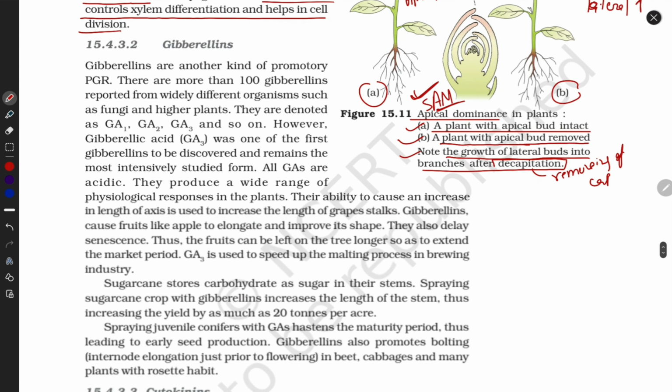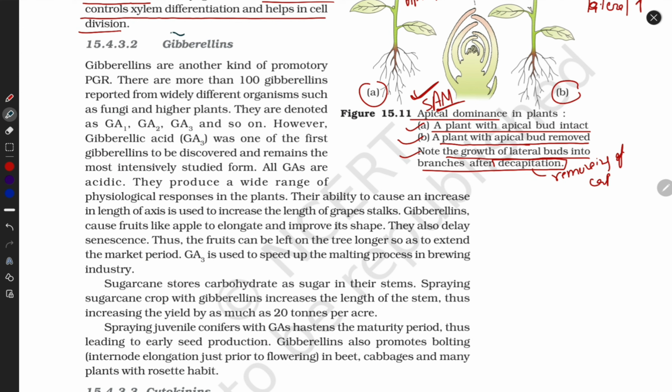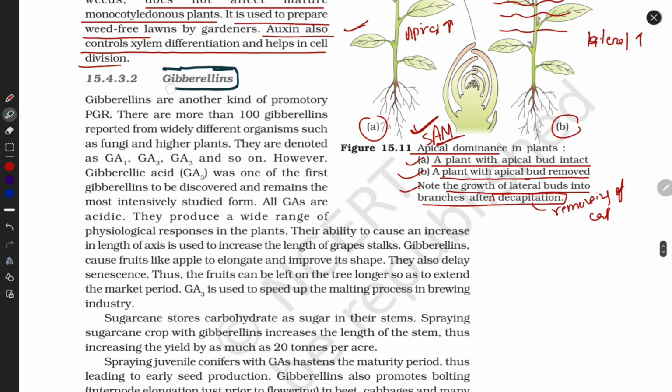Now let's start with our next hormone. We call it gibberellins and gibberellic acid. Again, gibberellins and gibberellic acid. In nature, there is a diverse variety, around 100 types of gibberellin present in our atmosphere. They are also present in fungi and they are also present in higher plants.